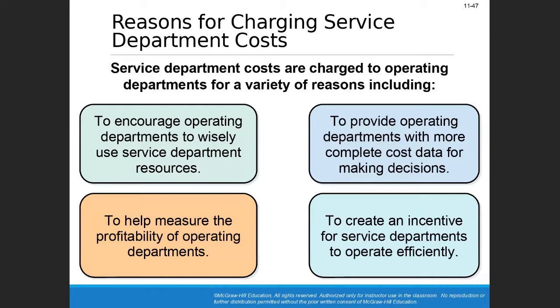It does help measure the profitability of the operating departments. Better cost data, right? So we do need to build these costs into our pricing. They need to be part of it. They're not free. And the service departments need to operate efficiently, so we need to be tracking their costs. And if they're not being efficient, the operating departments will start yelling, "Hey, you're charging me this much, and I can buy that somewhere else."